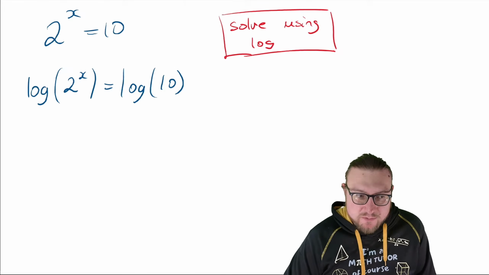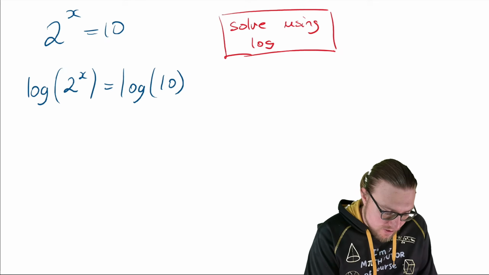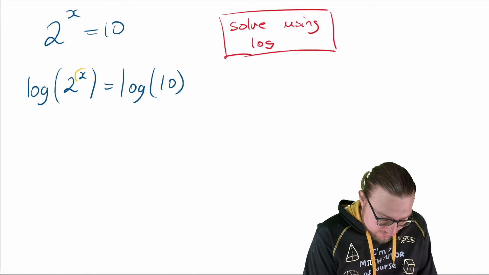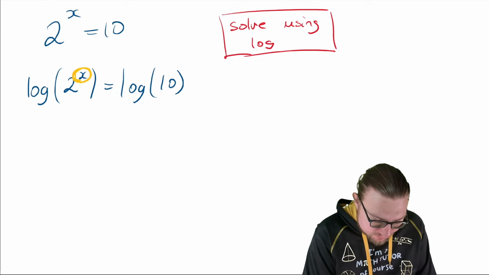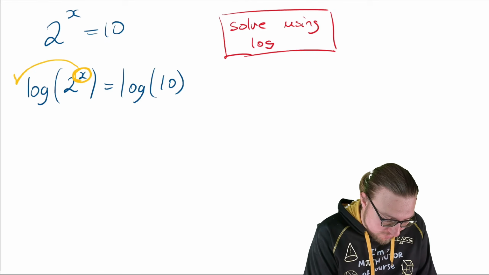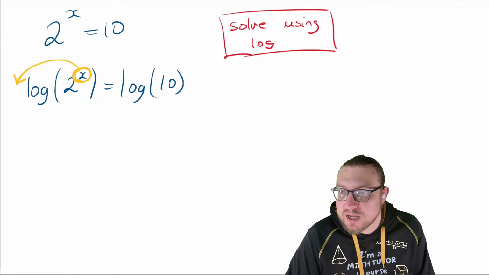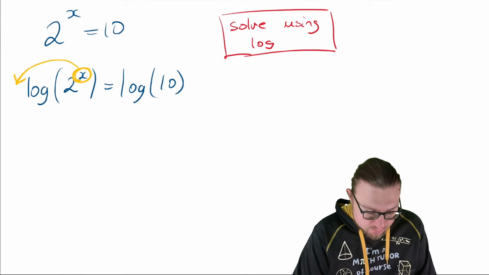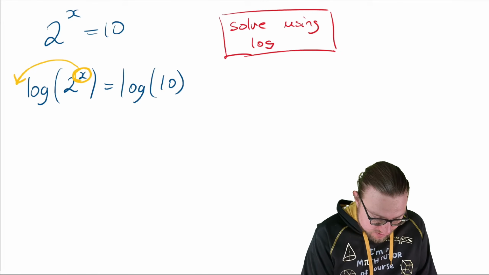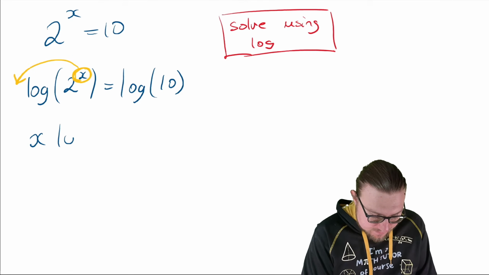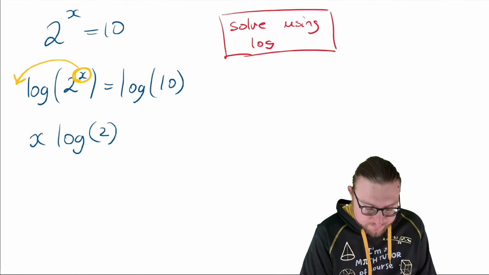And the reason why we want to do this and how we know when to use it is every time there's an x in the power, we use this method. And the reason for that is because we have that perfect special property for logs where everything in the power is multiplied to the front instead. So we're going to get x multiplied by log of 2.